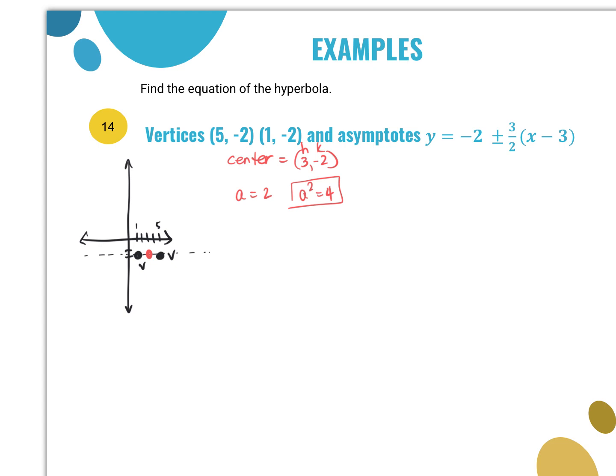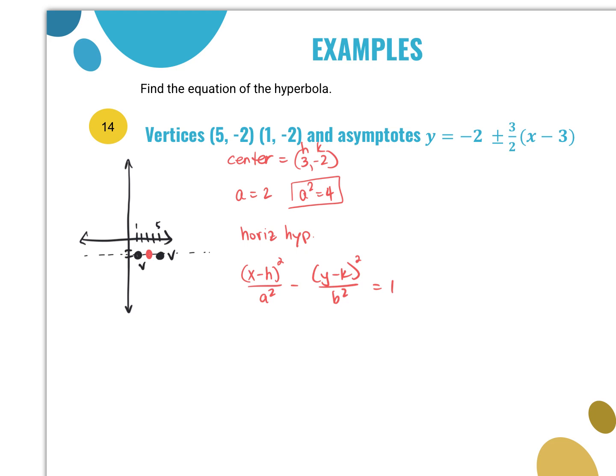Now, I know my equation, right? I know this is going to be a horizontal hyperbola. So it's going to be x minus h squared over a squared minus y minus k squared over b squared equals 1. I don't know why I took the squares off. It is squared. So it's going to look like that, right?